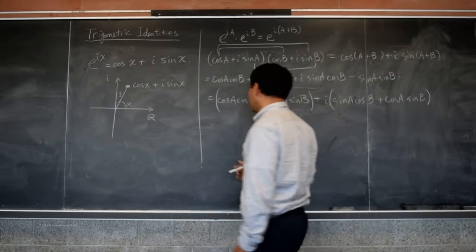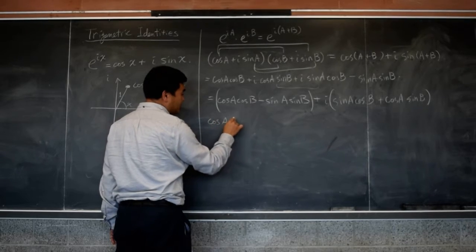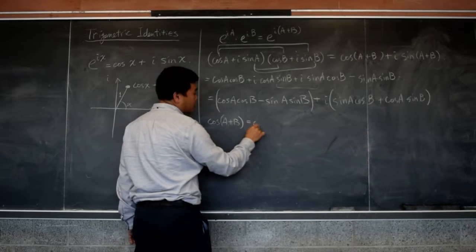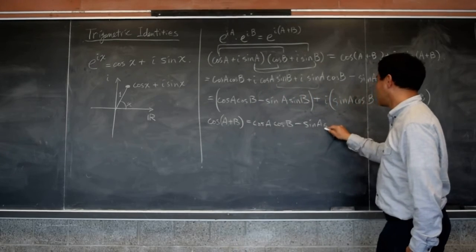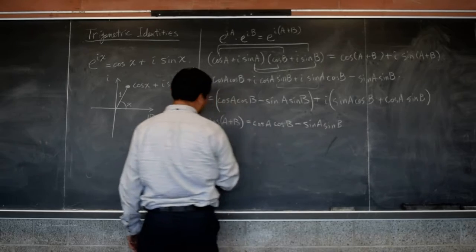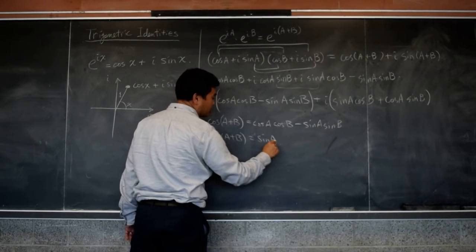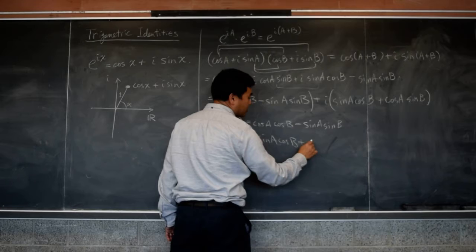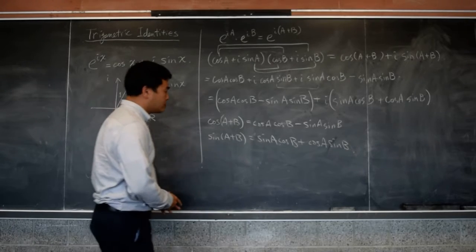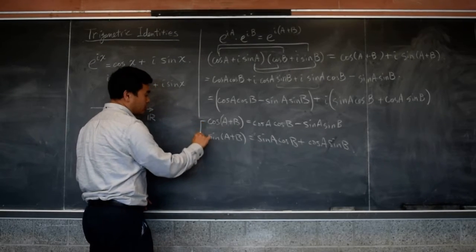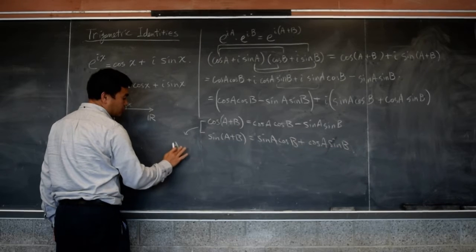So we get a nice equivalence, which is that the cosine of A plus B is equal to cosine A cosine B minus sine A sine B. And also, if you have sine of A plus B, that's sine A cosine B plus cosine A sine B. Now these two formulas are called angle sum formulas.